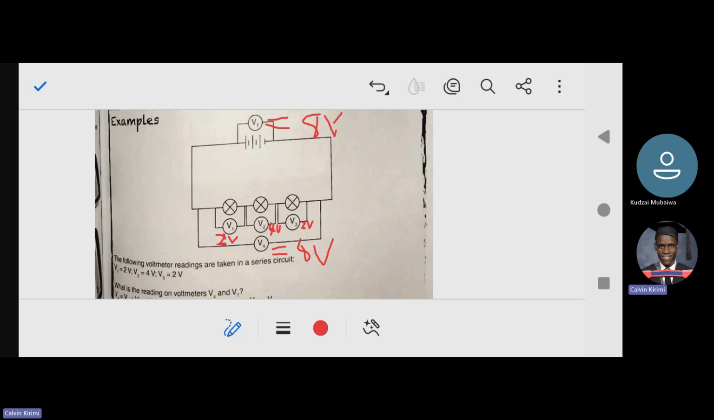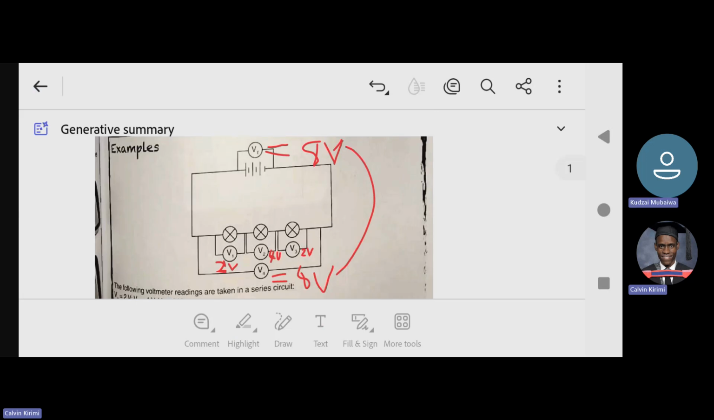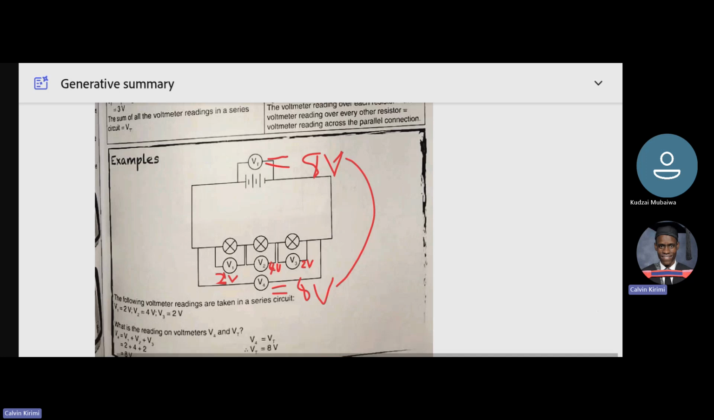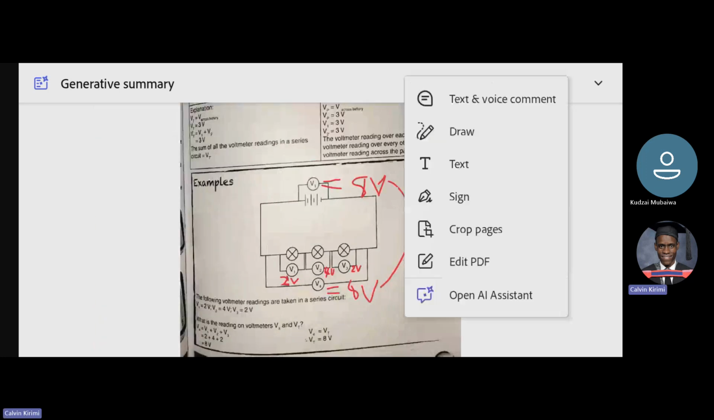Because that voltmeter is parallel to the V total, so they are all the same. Yes, sir. All right, so here we are having the basics. I can see you have mastered them, but I will send a question which you work on, then we'll discuss it tomorrow.